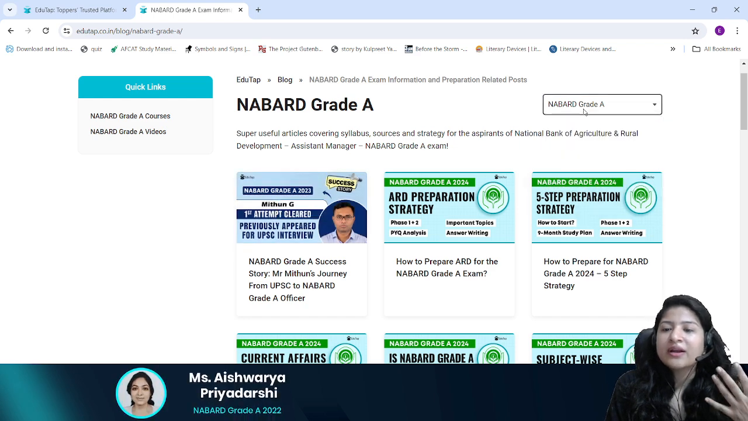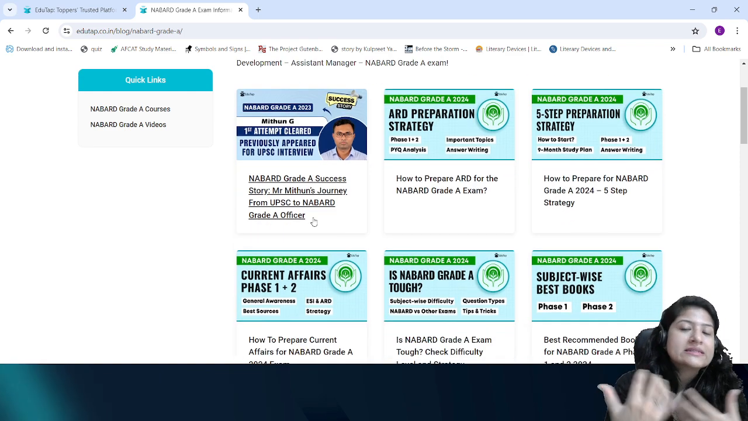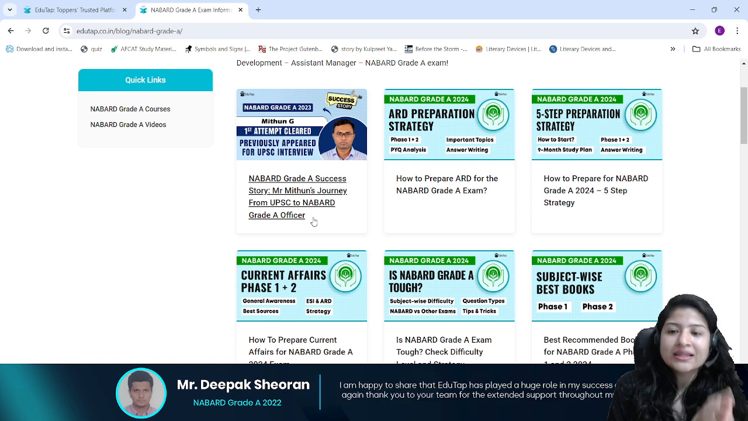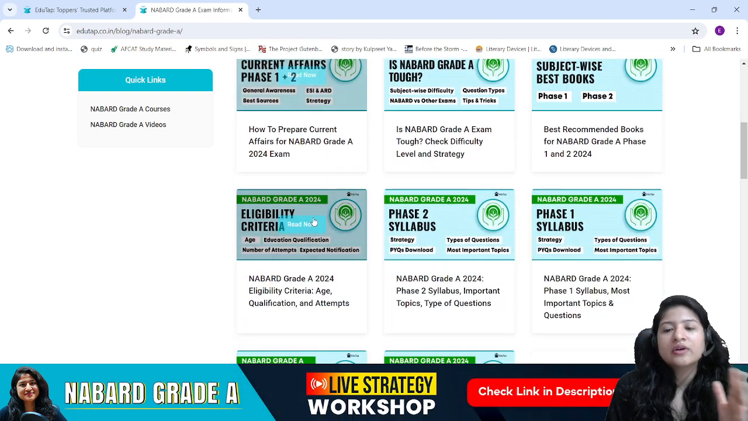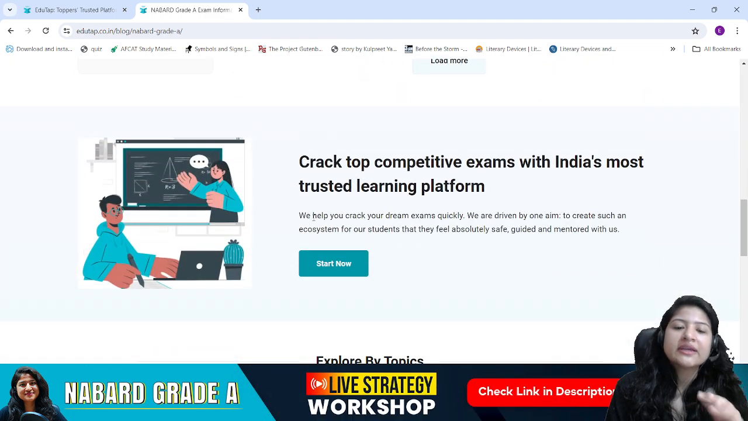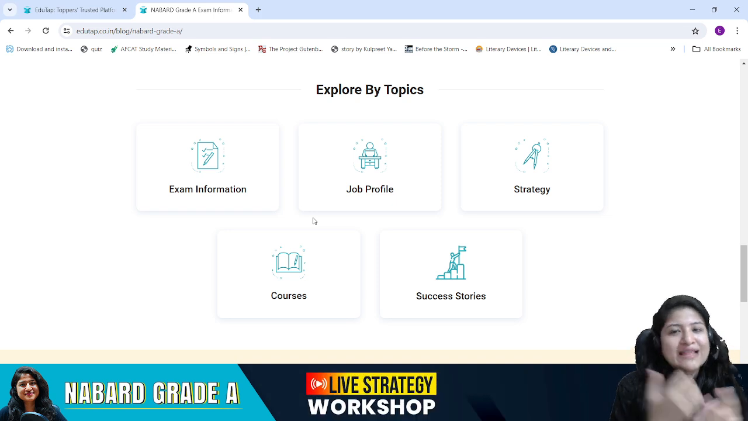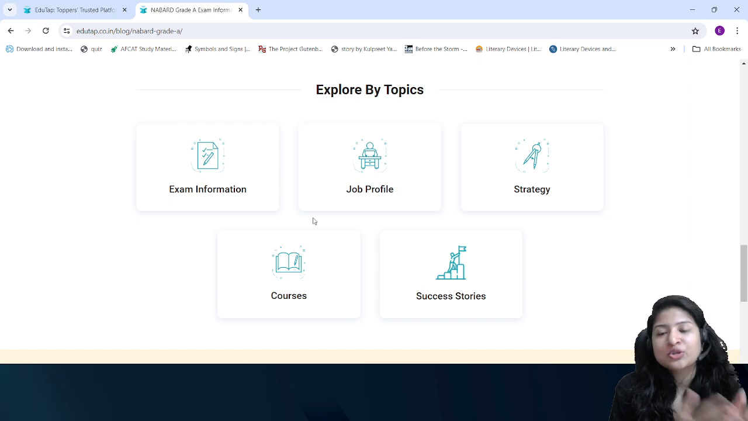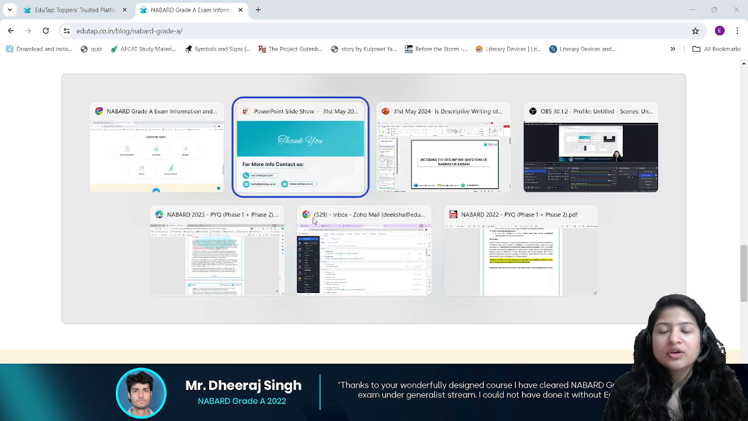In NABARD, you can find, for example, the success story category, so that you can understand what the toppers did, the mistakes you can avoid, and the things they followed which helped them clear the examination. The same you can do. We have provided the different strategies on how to prepare. You can check for other examinations also, or explore these blogs topic-wise, for example blogs on exam information, job profile, strategy, courses, or success stories.